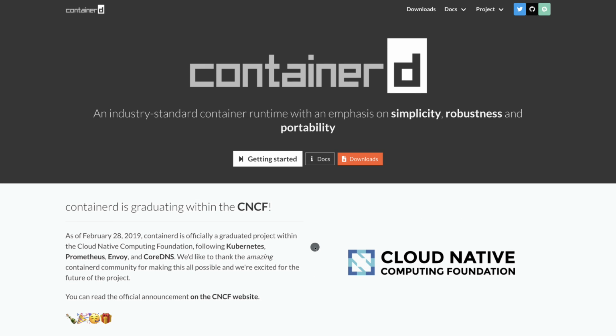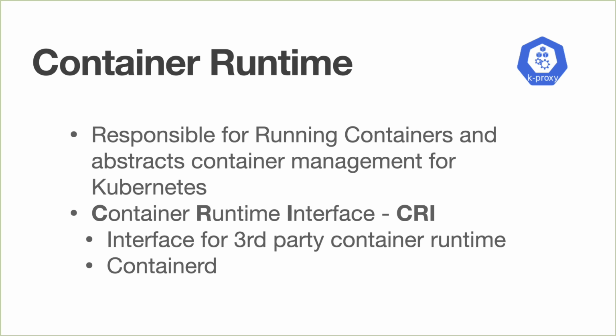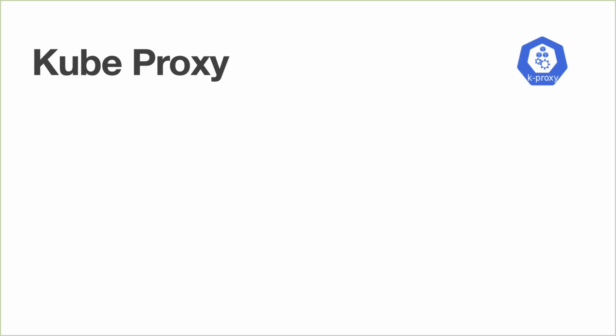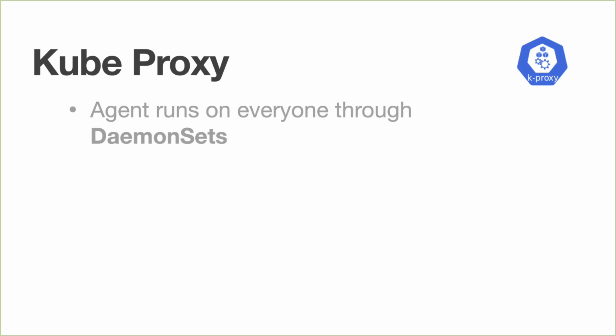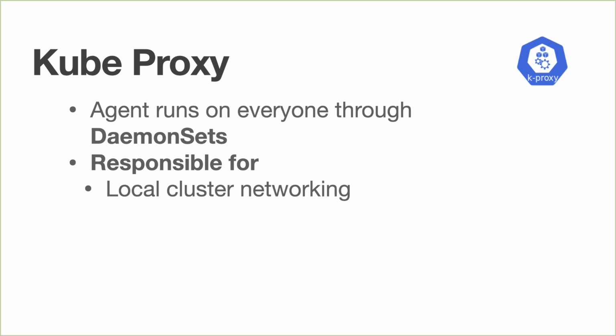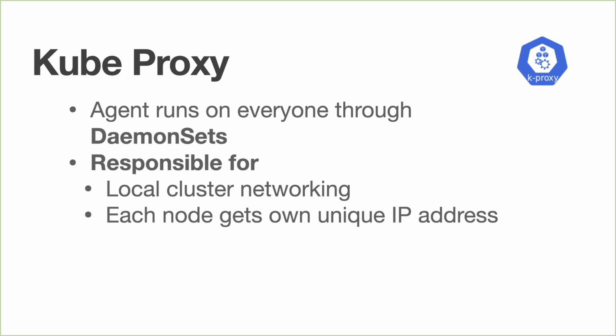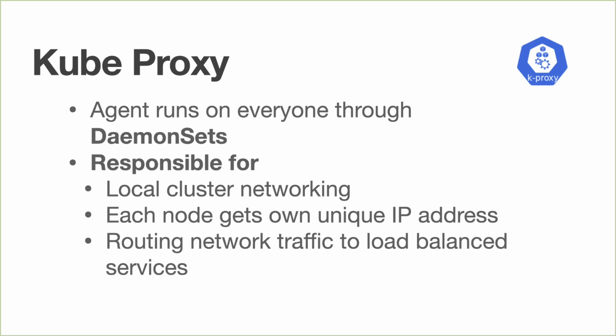If I go back to the slides and move on to the last component within the worker node, which is the kube proxy. So the kube proxy is an agent that runs on every node through a daemon set. And it's responsible for local cluster networking. It makes sure that each node gets its own unique IP address. And it's also responsible for routing network traffic to load balance services. So you're going to learn about all of this in a second.